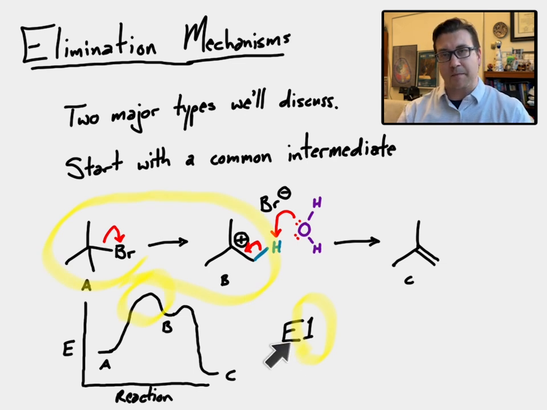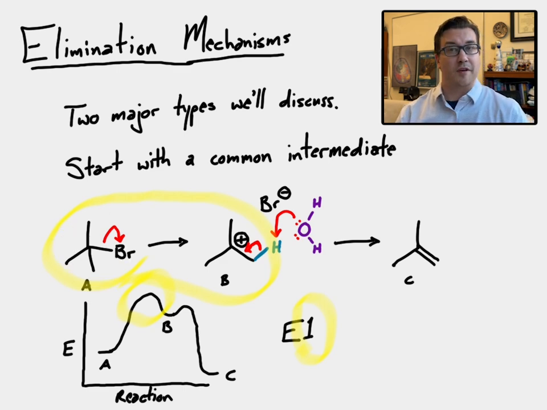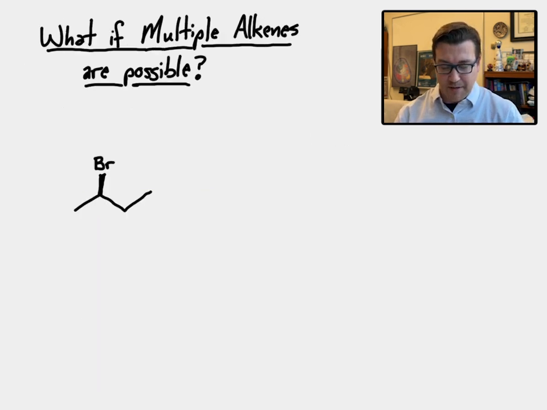We call this an E1 mechanism. It's an elimination, that's why you have the E there, and the 1 because it's unimolecular, meaning that the only thing that's important in the rate determining step is this loss of the bromide to form the carbocation. Everything else occurs after the rate determining step.